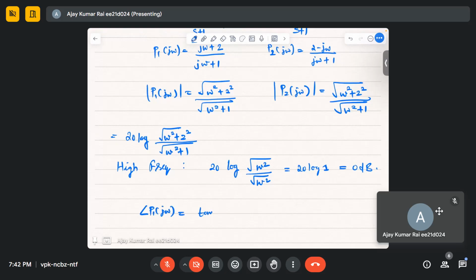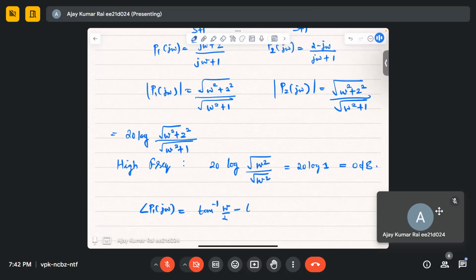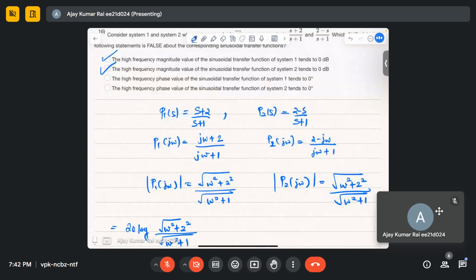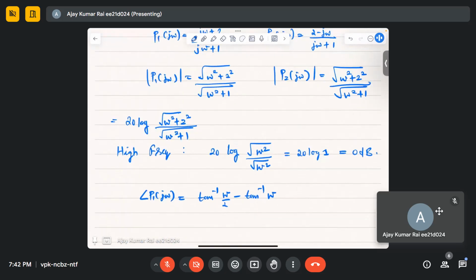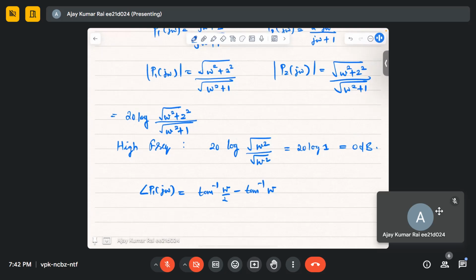What is that? Tan inverse of omega by 2 minus tan inverse of omega by 1. I'm writing omega. So at higher frequencies, meaning omega tending to infinity, if I put the value, what do you get? Tan inverse of infinity by 2 is infinity, so you will get 90 degree, right? Tan inverse of infinity is 90. Again, tan inverse of infinity is 90. So you'll get 0 degree.